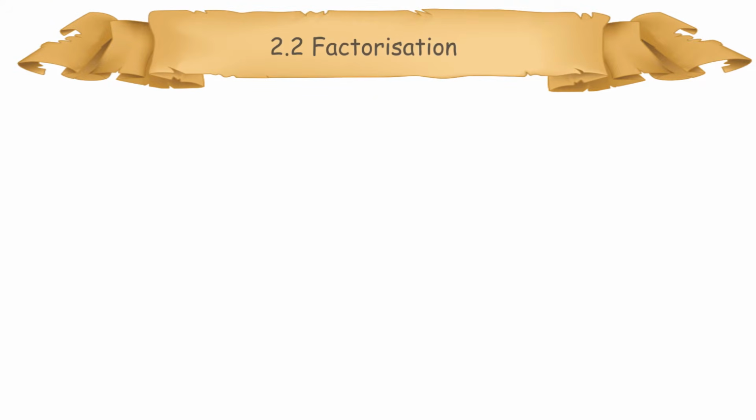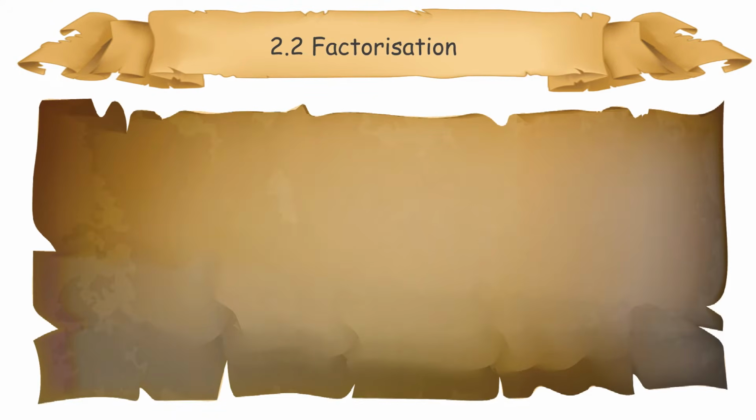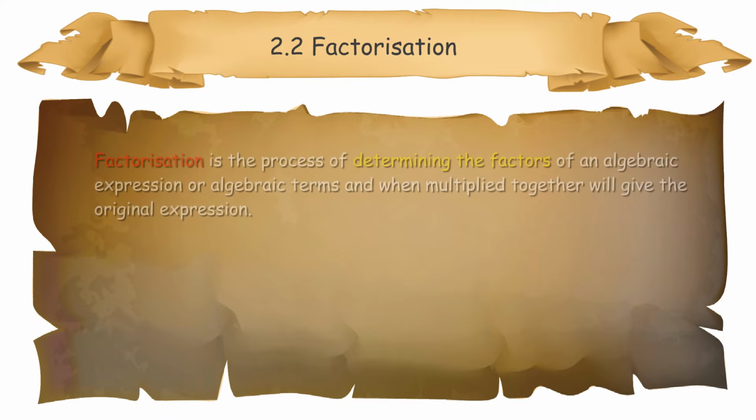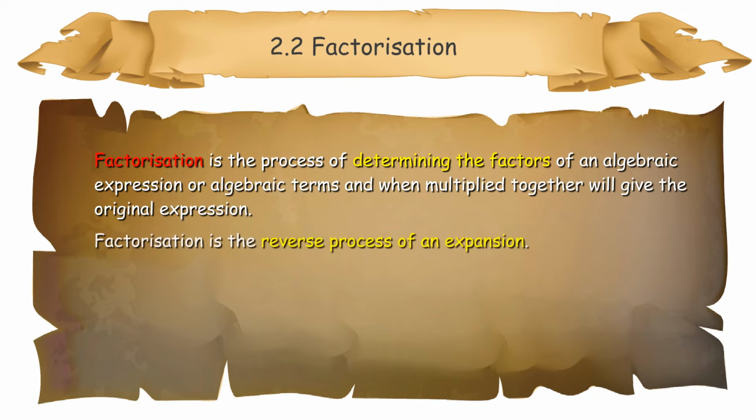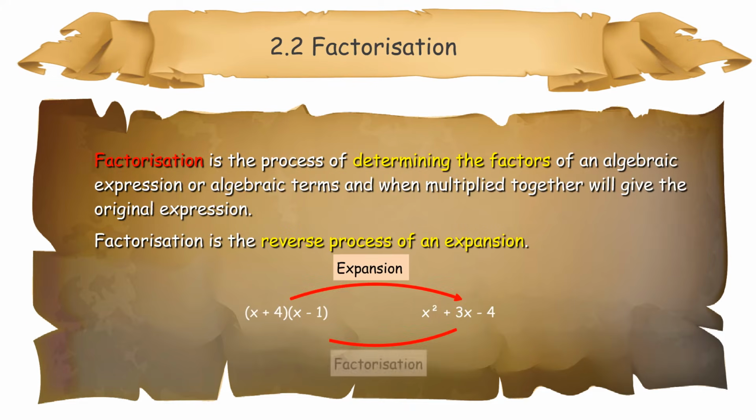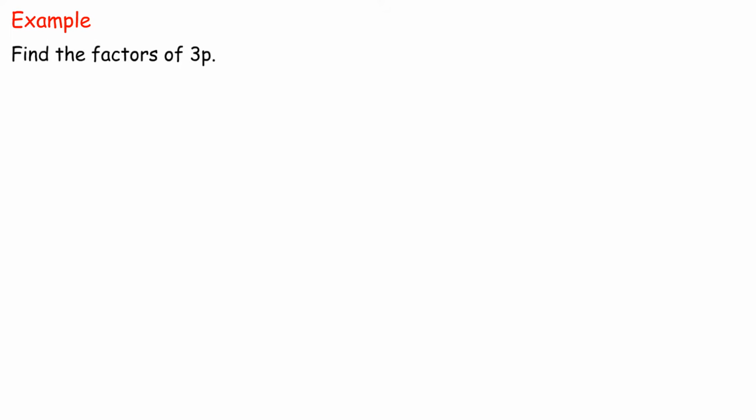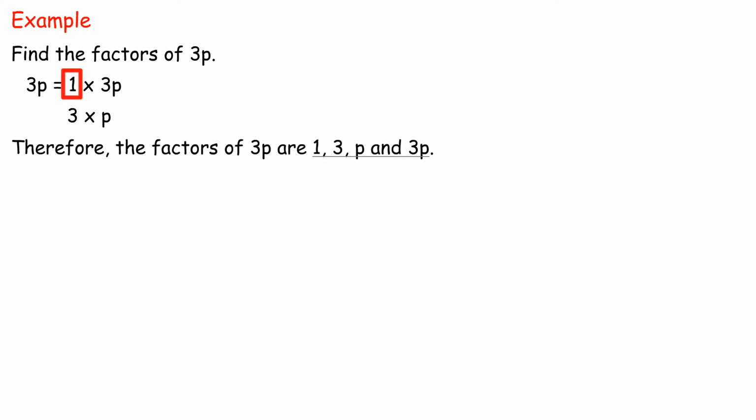2.2 Factorization. Factors and factorization concept. Factorization is the process of determining the numbers or algebraic terms which, when multiplied together, will give the original expression. Factorization is the reverse process of expansion. Example, find the factors of 3p. 3p equals 1 times 3p, equals 3 times p, therefore, the factors of 3p are 1, 3, p, and 3p.